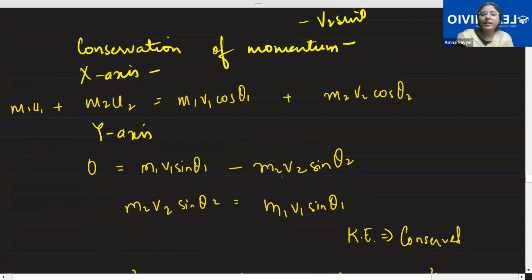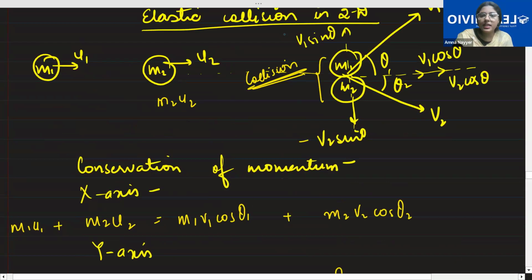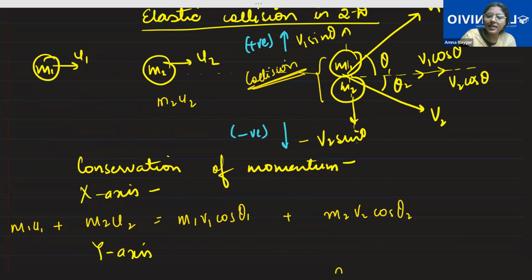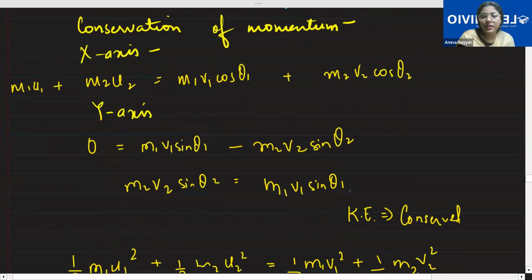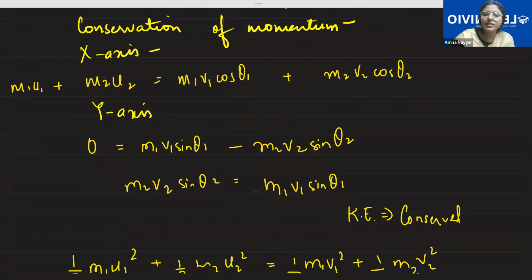Now see, these two velocities are in the opposite direction, one up, one down. So we take one as positive, other as negative. So this will be v1 sin theta minus v2 sin theta. So in fact, along the y-axis, you get the equation m2 v2 sin theta 2 is equal to m1 v1 sin theta 1.